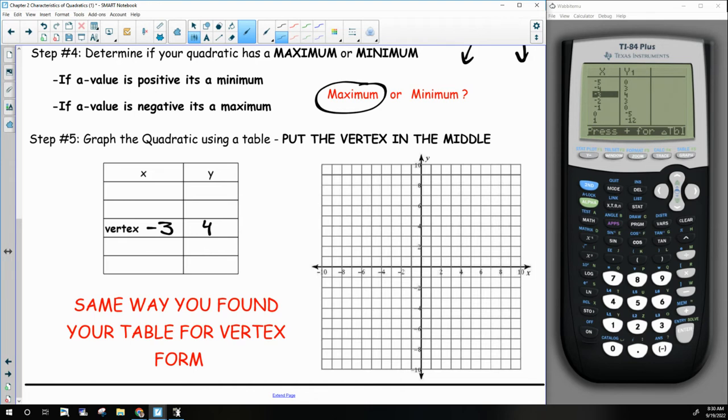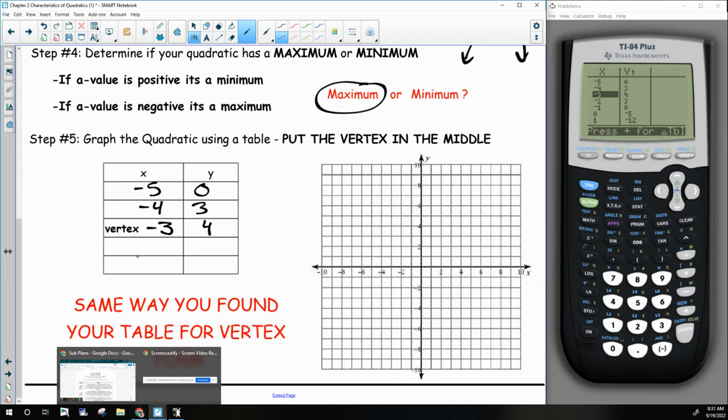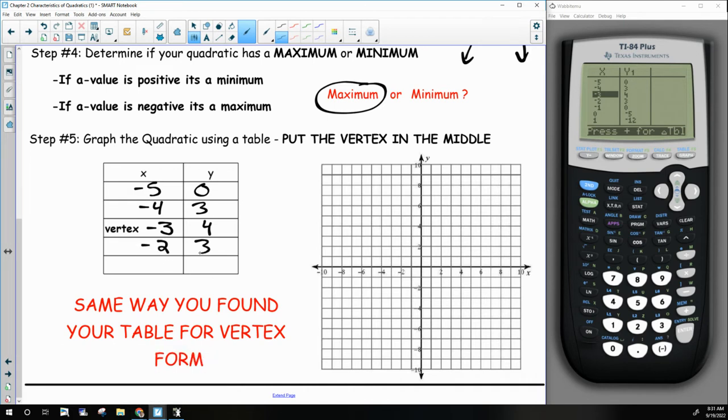Once it's there in the middle, we can go look at our table and copy down the rest. So 2 good points above, two good points below. -4, 3. -5, 0. -2, 3. -1, 0. And remember, you should always see symmetry.